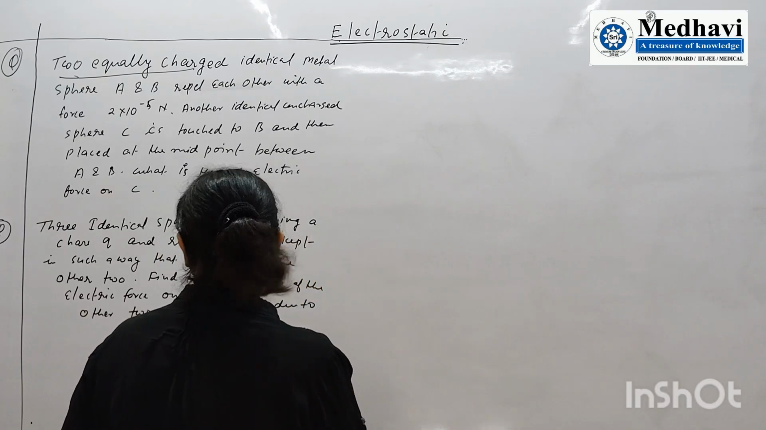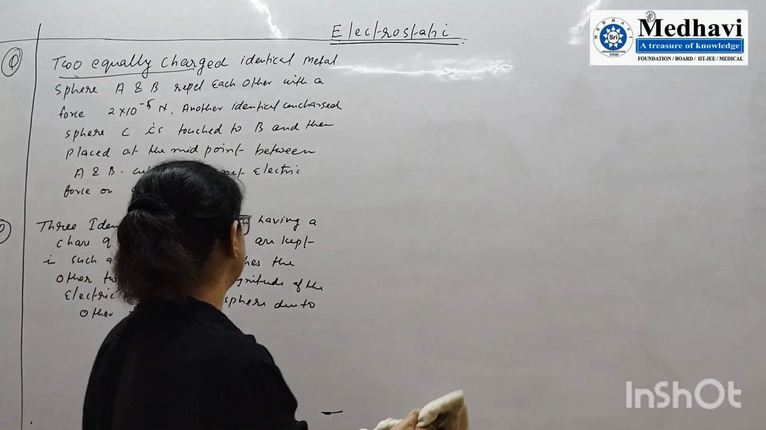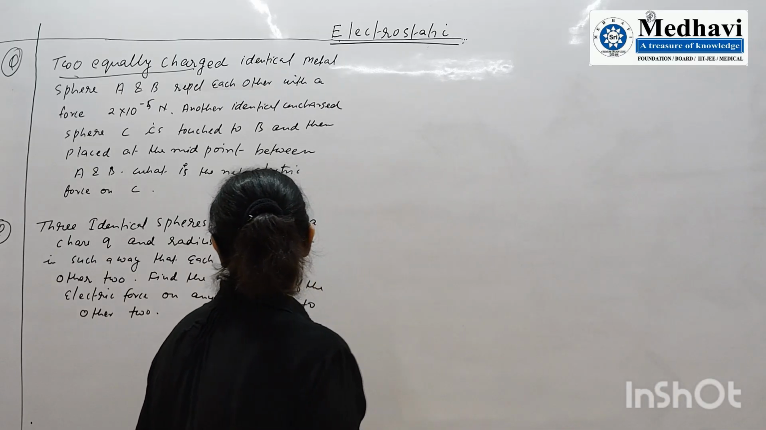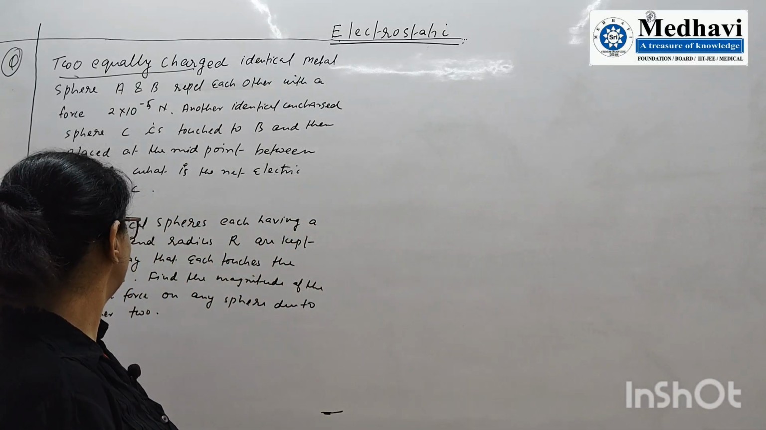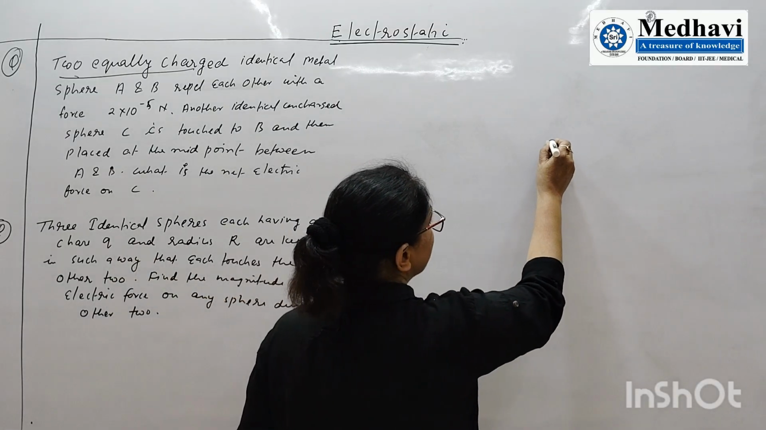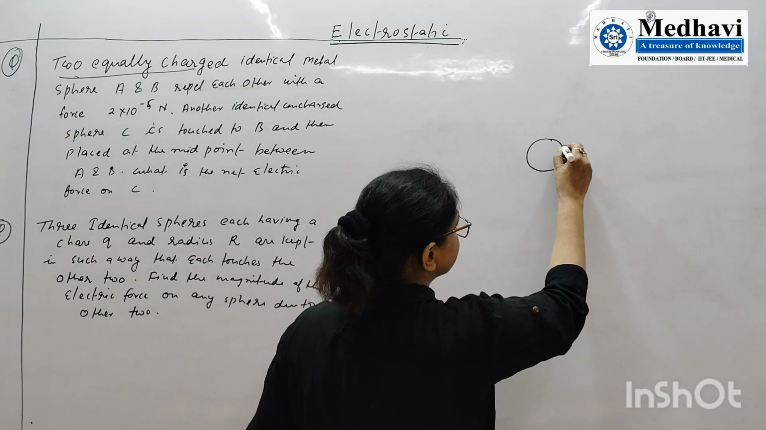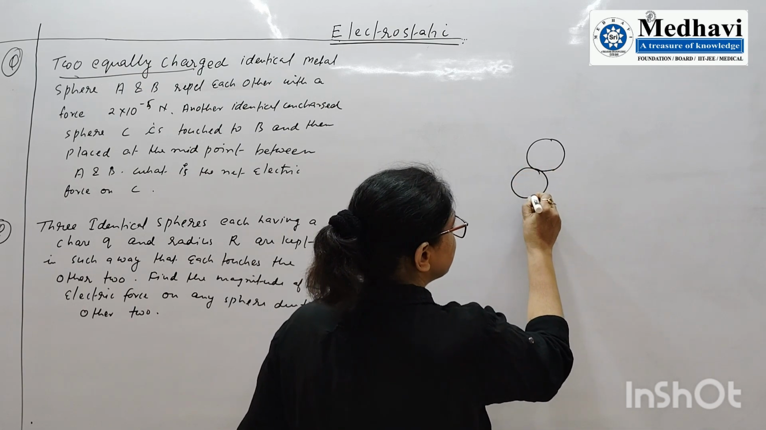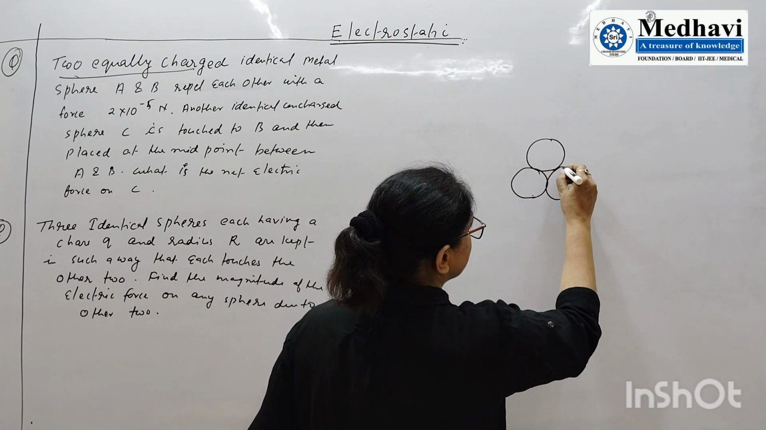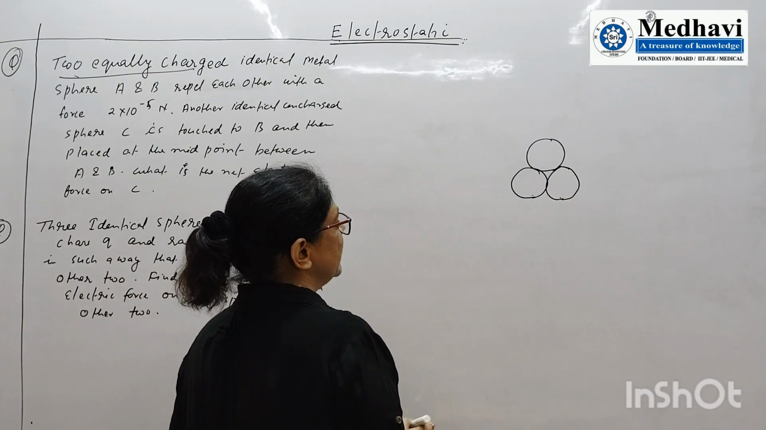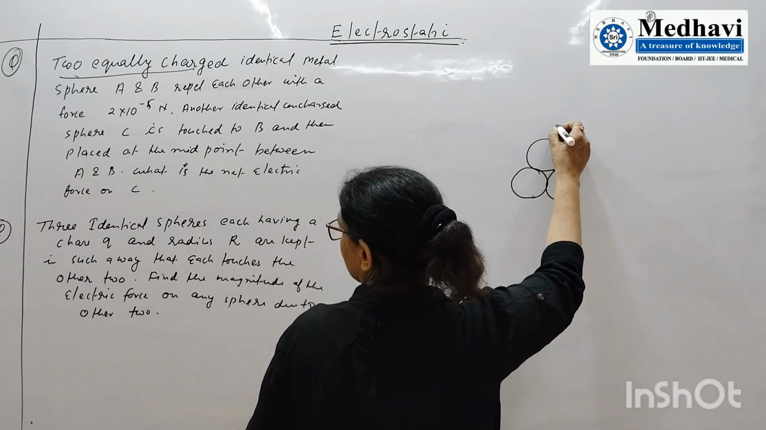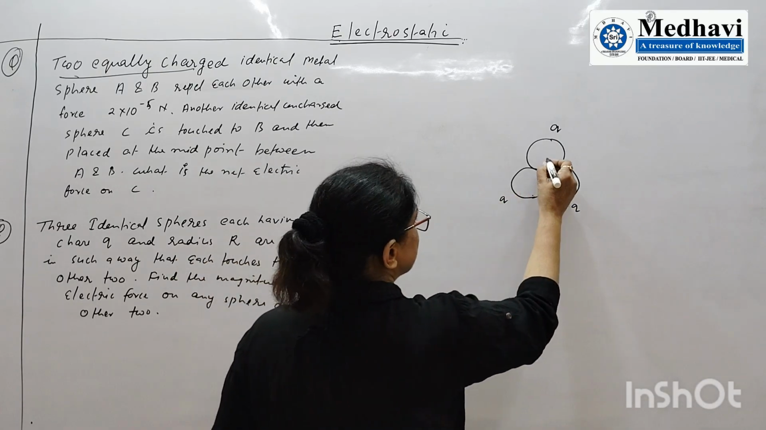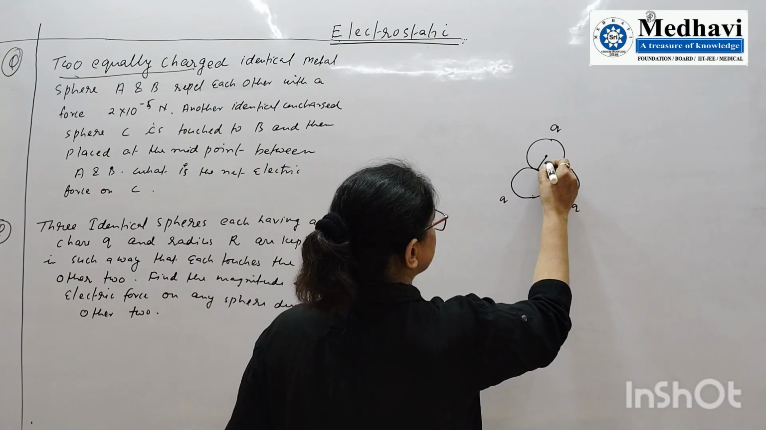Now the second question is that three identical spheres each having charge Q and radius R are kept in such a way that each touches the other two. So here it is given three identical spheres. This is the first sphere, this is the second sphere, and this is the third sphere. So they are touching each other and they have equal charge, that is Q, Q, Q, and their radius is R.